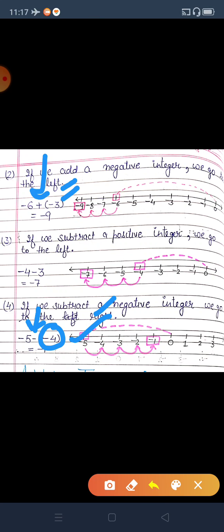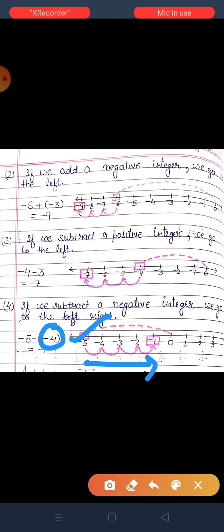Clear? So after reaching minus 5, we will go 4 steps to the right, and the 4 steps are minus 4, minus 3, minus 2, minus 1. So we will reach minus 1. So our answer is minus 1.